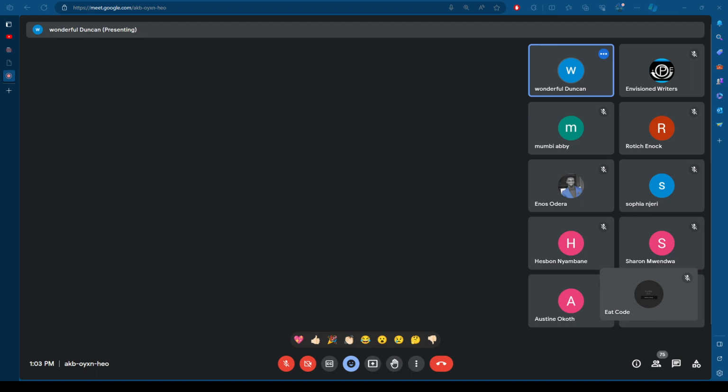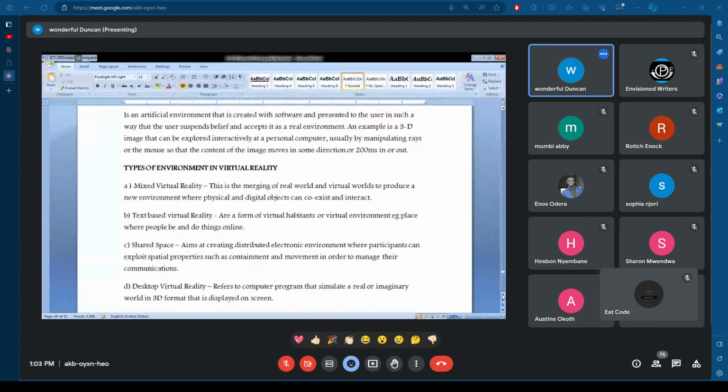This is the merging of real and virtual worlds to produce a new environment. So you merge the real world, the physical world, where we have a class, with the virtual one, so that we have a new environment. The real world and the virtual world produce a new environment where physical and digital objects can coexist and interact.